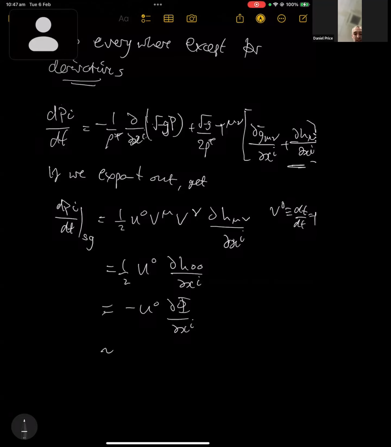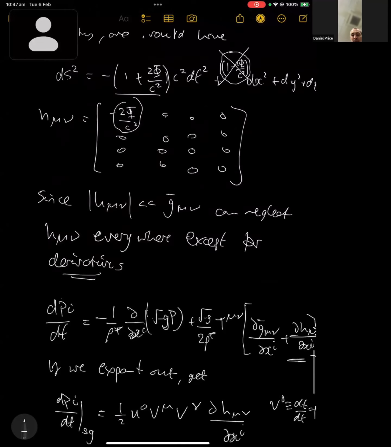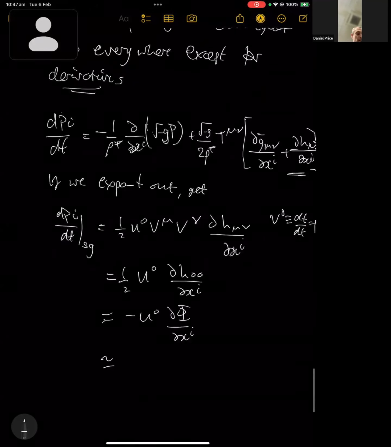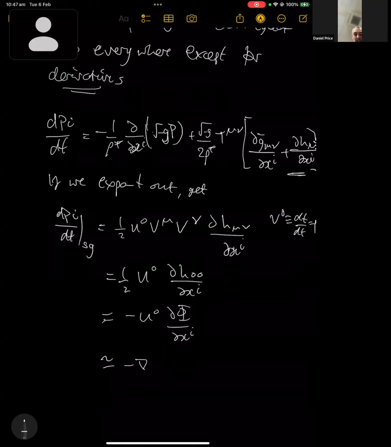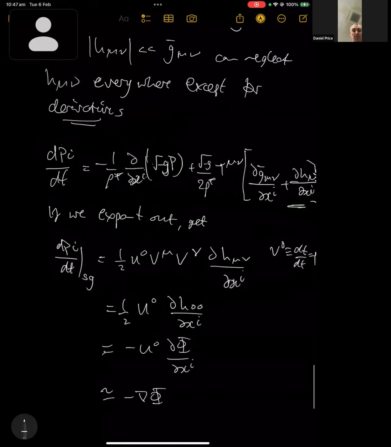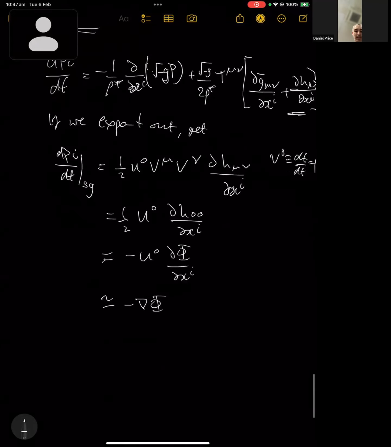So if we are happy to take ourselves as being sufficiently far away from the black hole, that is literally the same as our Newtonian gravity term that we had before. So we can simply add the Newtonian self-gravity as a perturbation to the metric. And now we can simulate tidal disruption events.